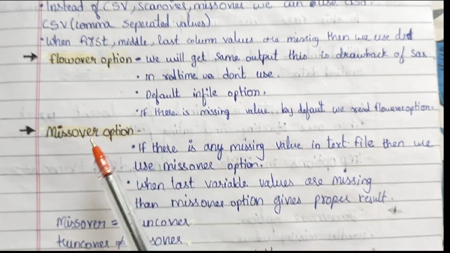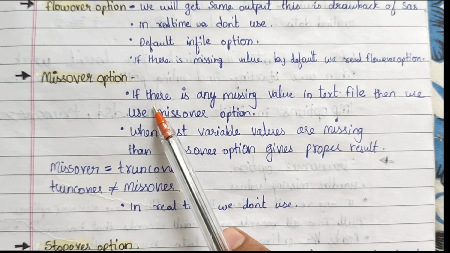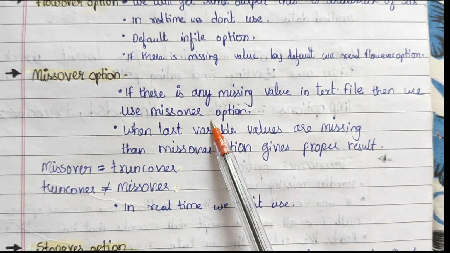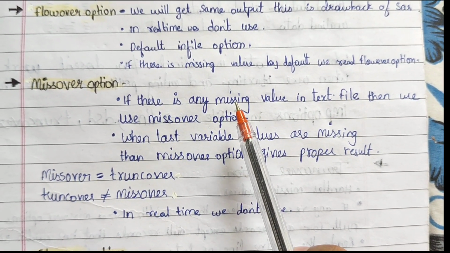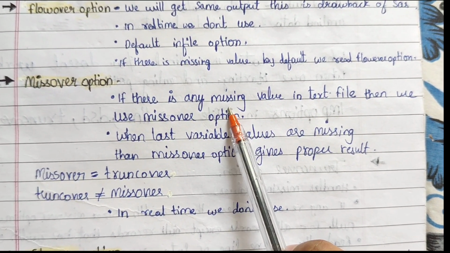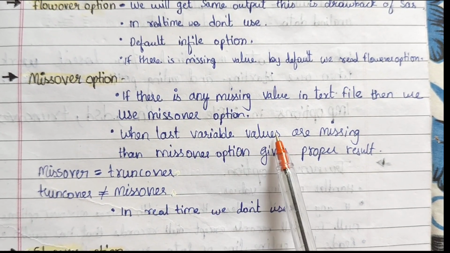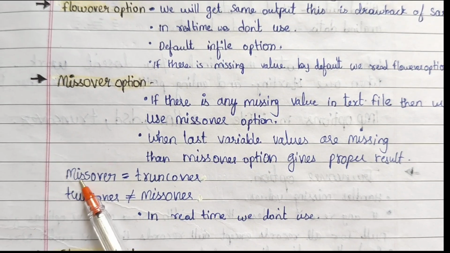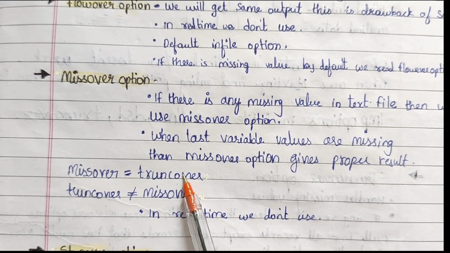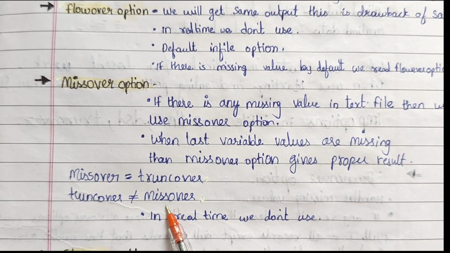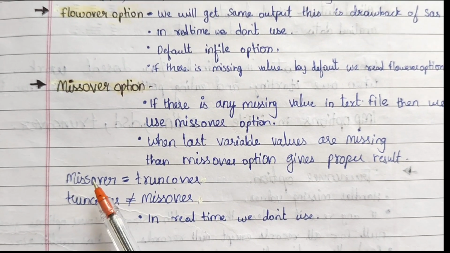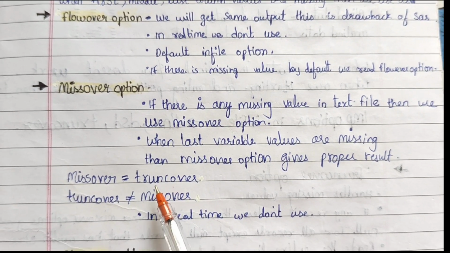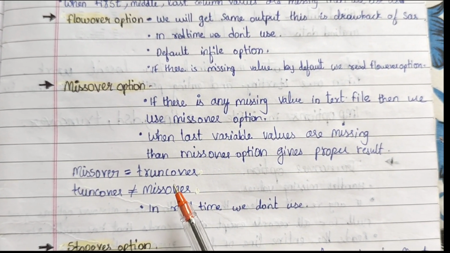In the interview, then the missover option. If there is any missing value in the text file, then we use the missover option, where the last column has missing values. When the last variable values are missing, the missover option gives proper result. So missover is equal to trunkover, but trunkover is not equal to missover. I'll explain this. Missover is one option, trunkover is another option. In real time we don't use this.